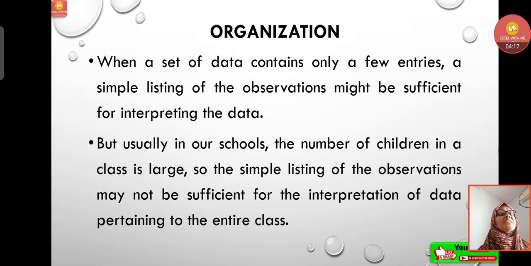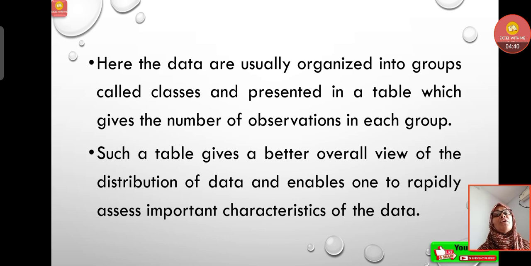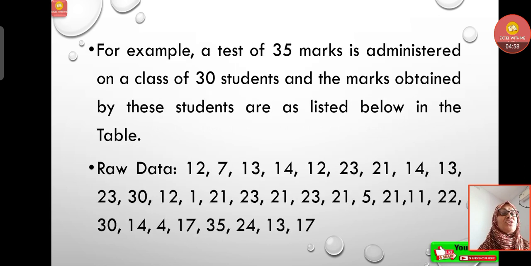Then organization. When a set of data contains only a few entries, a simple listing of the observations might be sufficient for interpreting the data. But usually in our schools, the number of children in a class is large, so a simple listing of observations may not be sufficient for the interpretation of data pertaining to the entire class. In that case, the data are usually organized into groups called classes and presented in a table which gives the number of observations in each group. Such a table gives a better overall view of the distribution of data and enables one to rapidly assess important characteristics of the data.